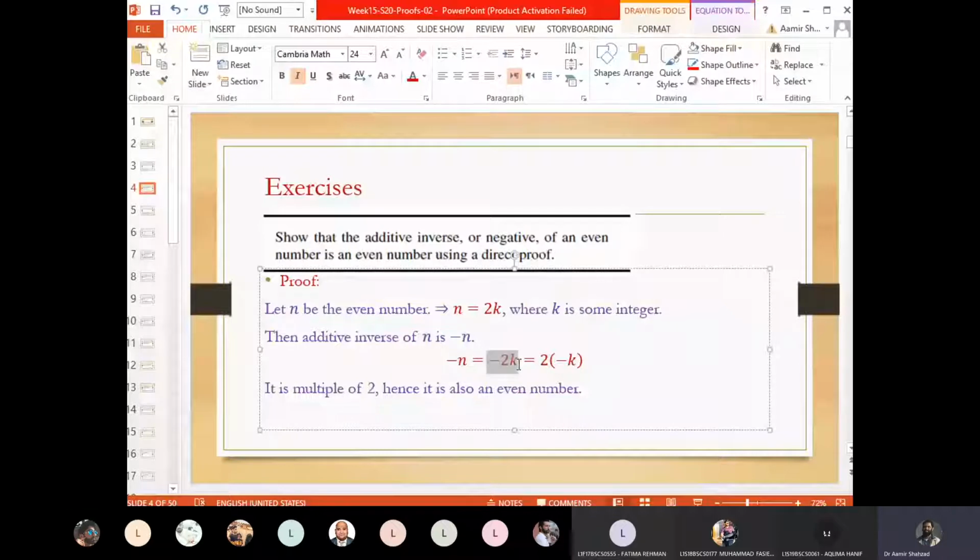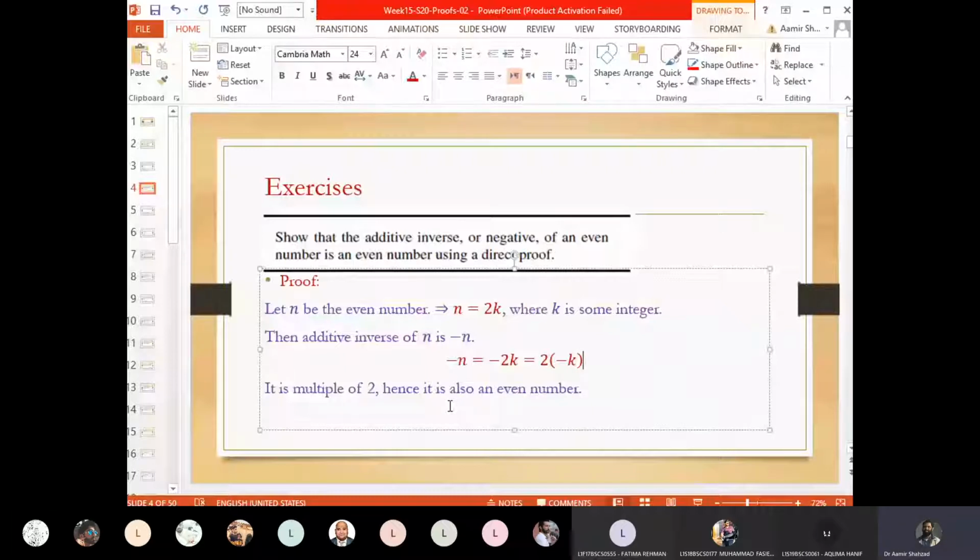यहाँ से भी obvious नजर आ रहा है कि it's a multiple of 2. लेकिन चले हम 2 को बाहर लिख लेते हैं. So 2 times -k. So it's a multiple of 2. So -n is a multiple of 2. Hence, it's also an even number. So an additive inverse of an even number is also even.